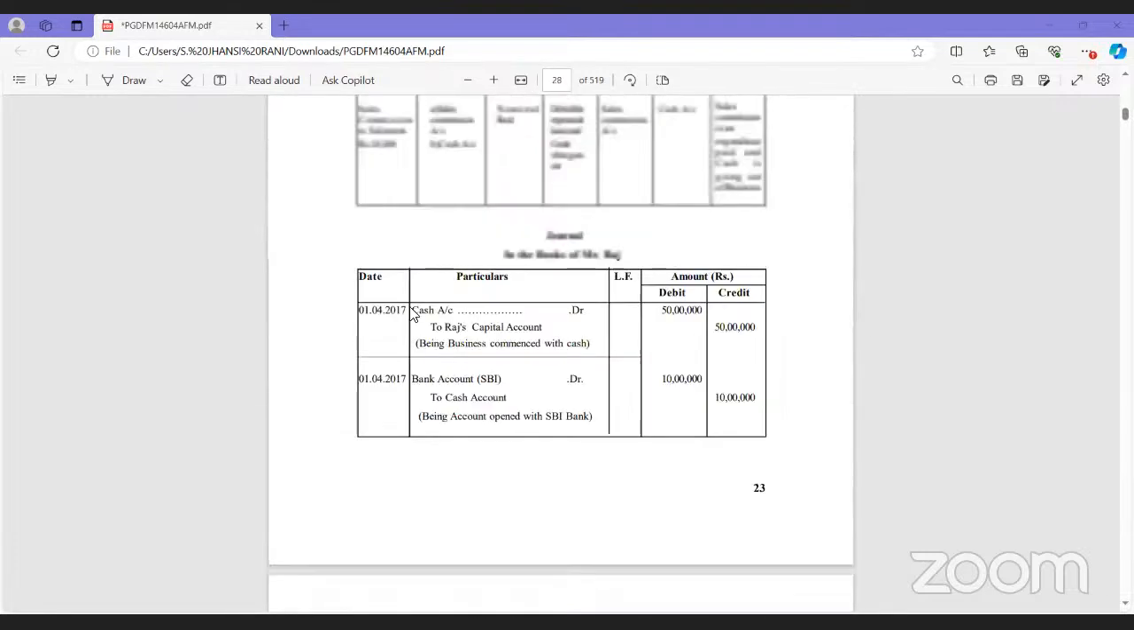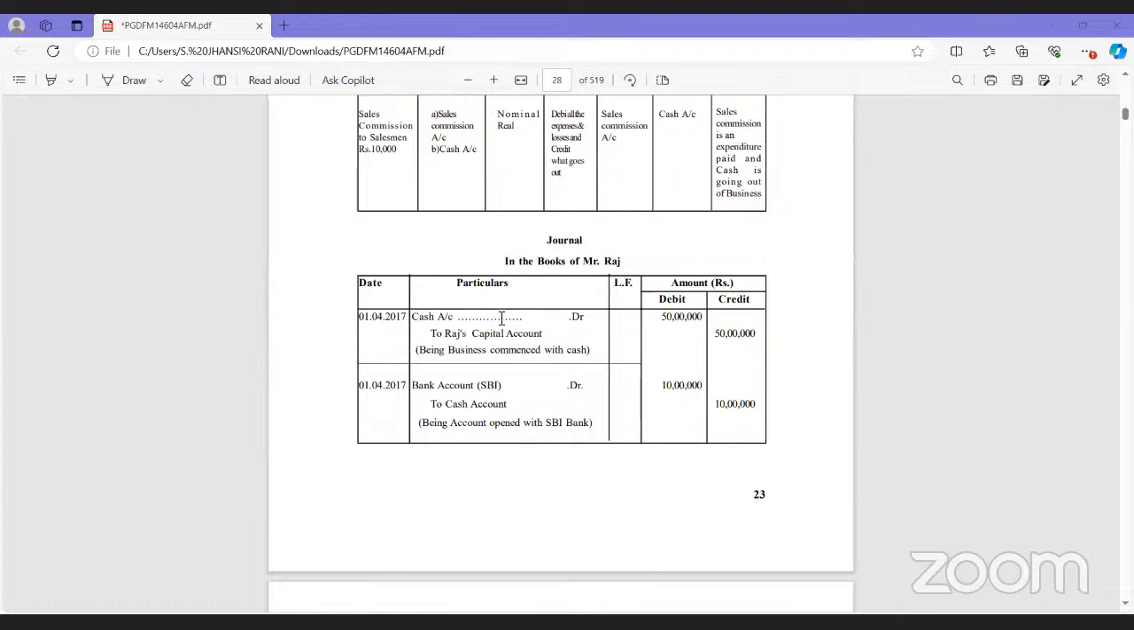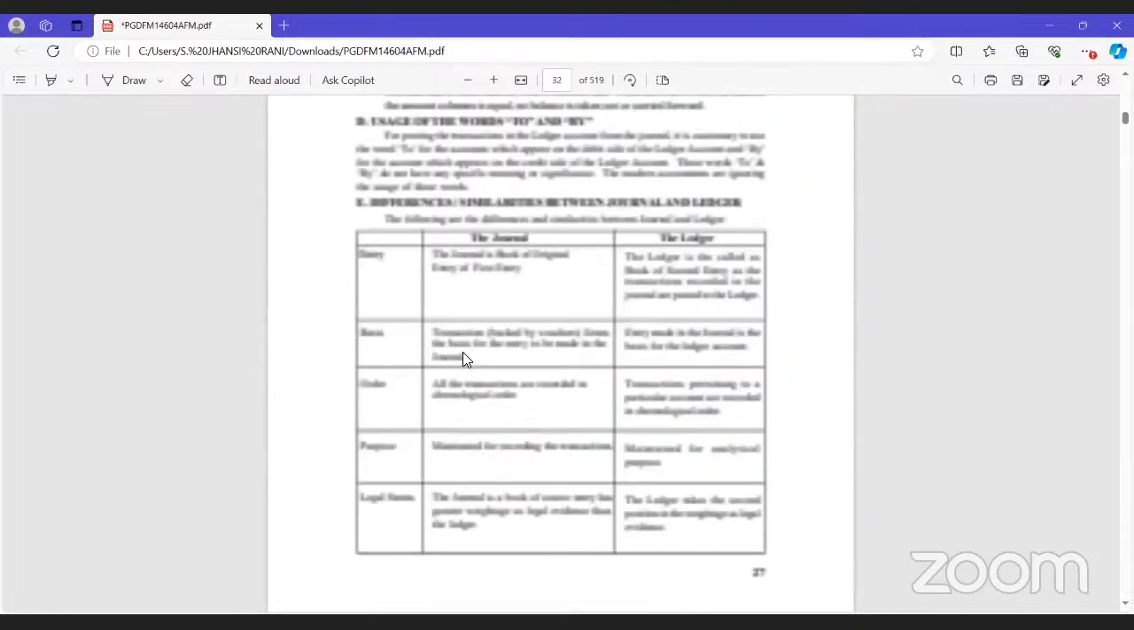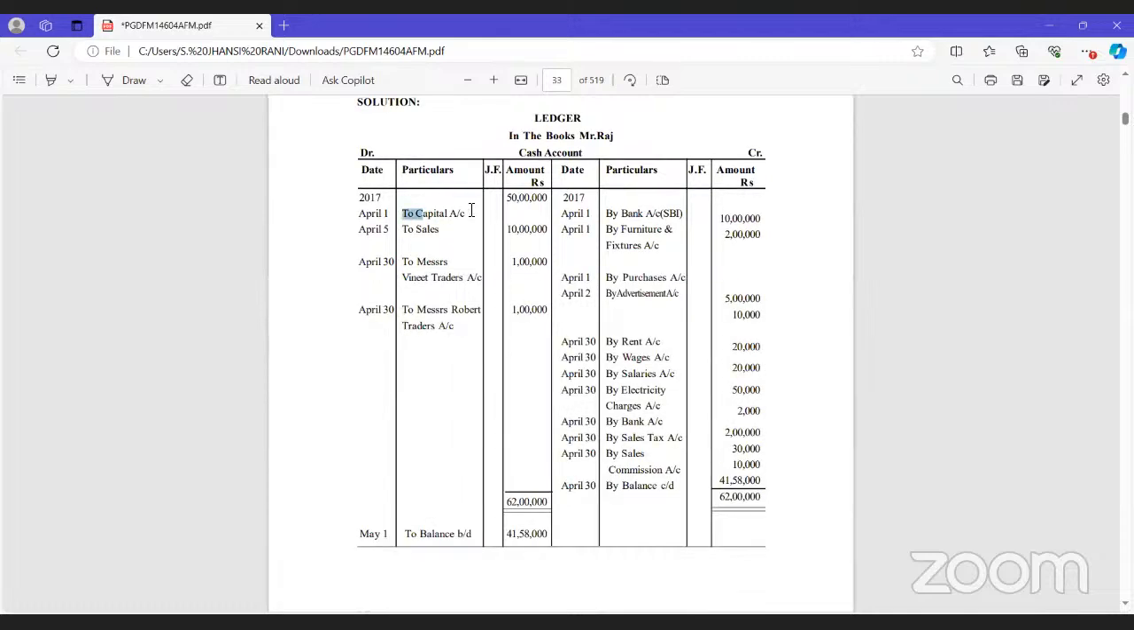From here they posted. What is the first entry? Cash account debit to Raj capital account. So they are preparing the cash account. Now look at here. Cash is on which side? It is on the debit side. Here, cash account debit, Dr means debit side. But what will I write in that account? I will write Raj. Opposite of cash in this entry is Raj. So just look at here, "To capital", that is, to Raj capital.